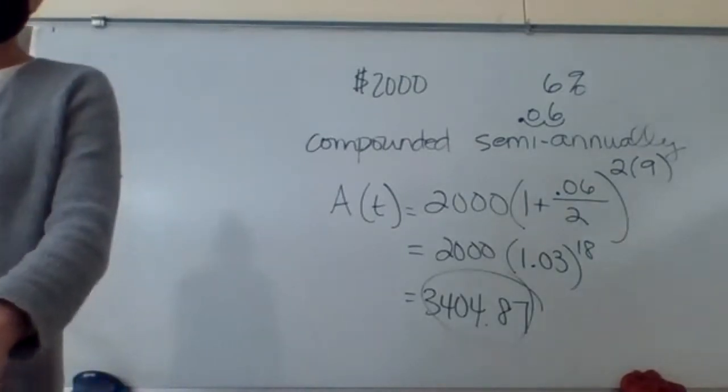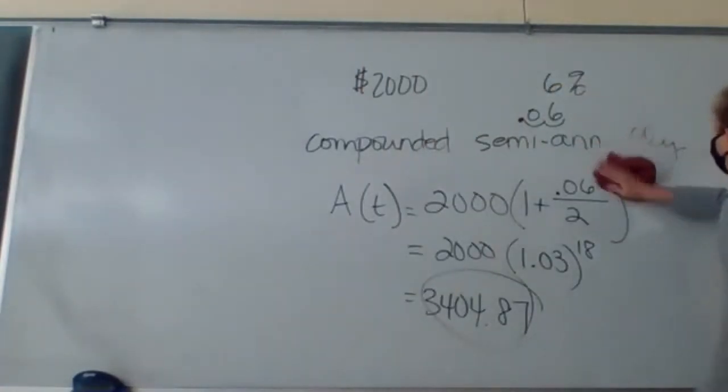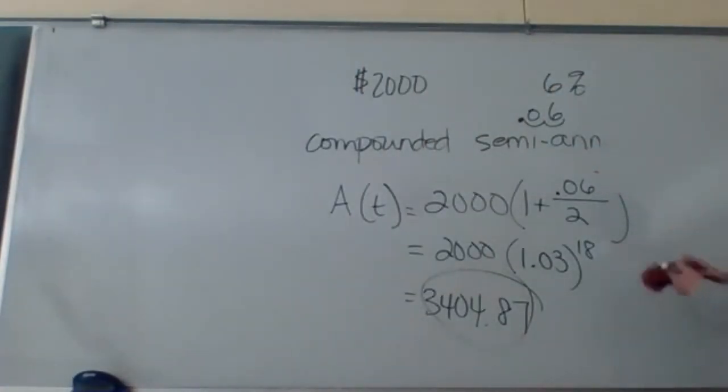All right, number 6. Now we're into logarithms. Now remember, logarithms are like missing exponents.